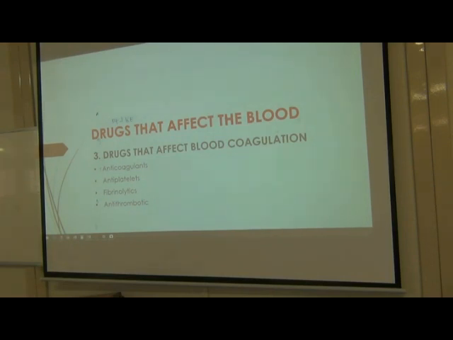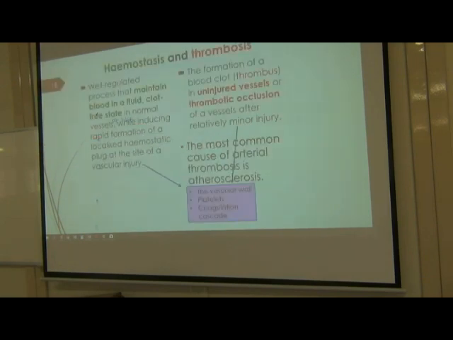Okay. So we're going to be looking at these different groups. So don't get lost. Stay with me as we go. What is blood coagulation all about?